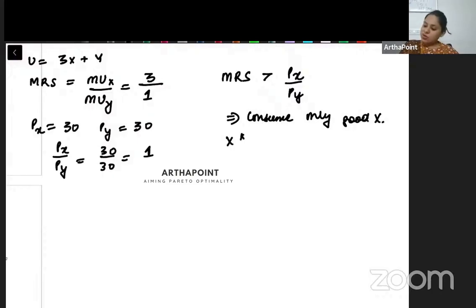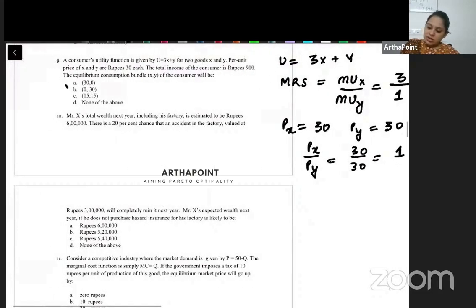So how much x will you consume? M by px. Income is given as 900. The price of x is 30. So 30 units. So the answer to this will be (30, 0).